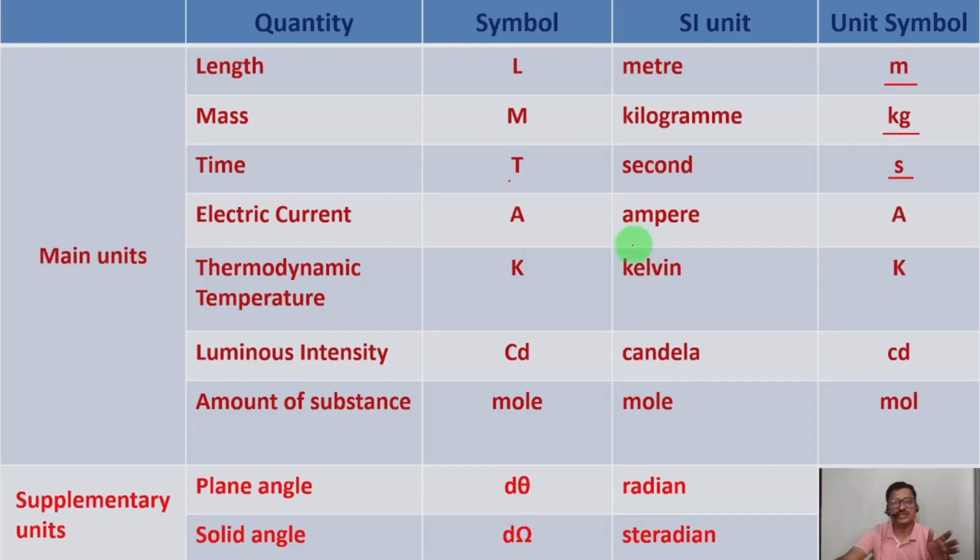Other unit conversions we can have for this also. And electric current: its symbol is A, its SI unit is ampere, and the unit symbol is A. We have to measure how much electricity is flowing through a circuit, because based on that the electrical energy is determined. That's why the measurement of electric current in amperes is required. The next is thermodynamic temperature.